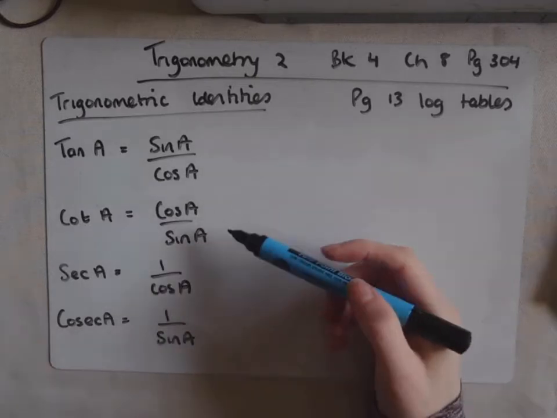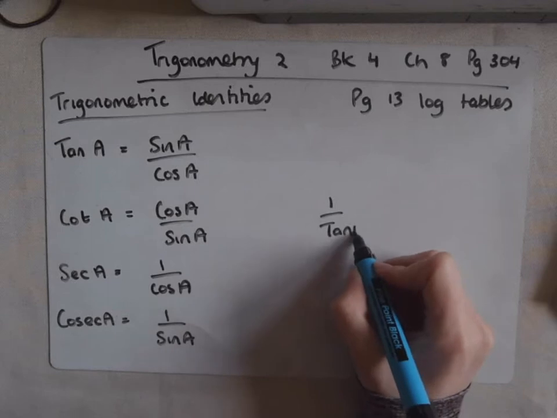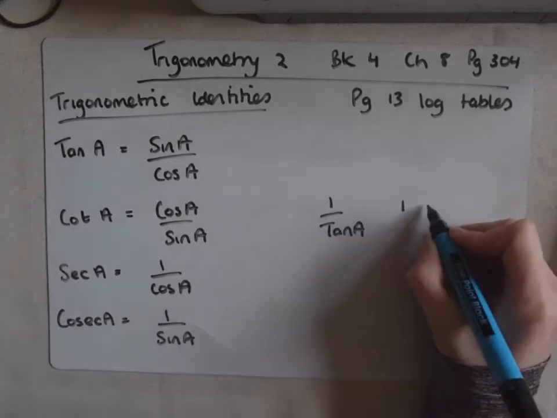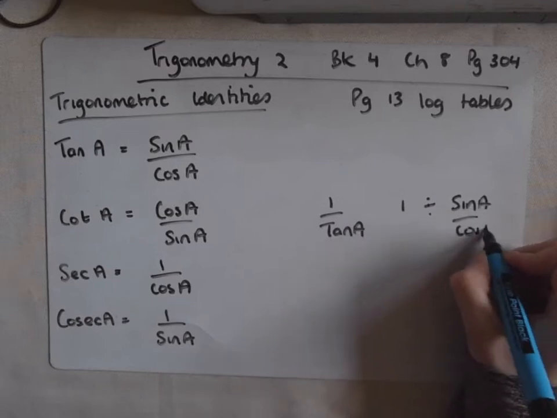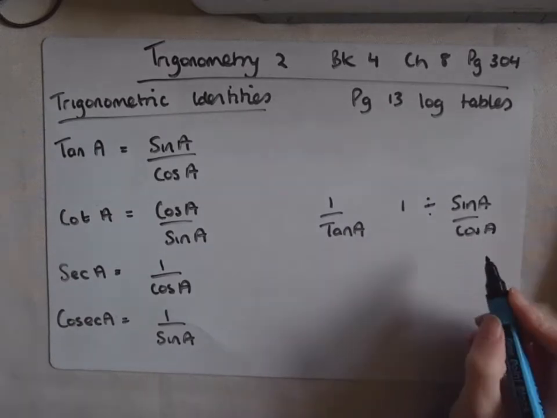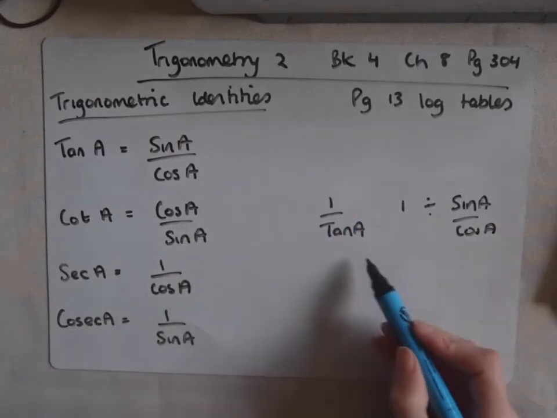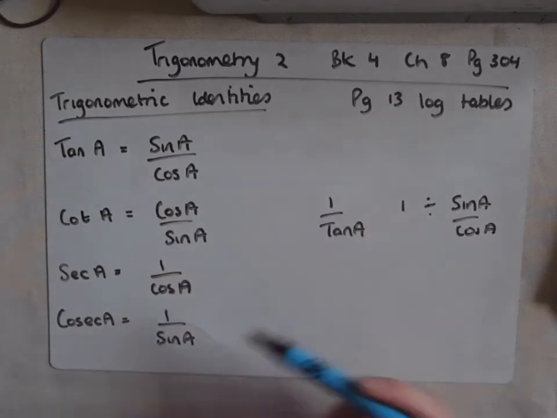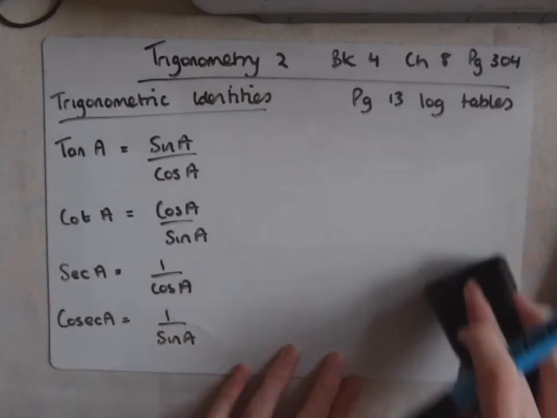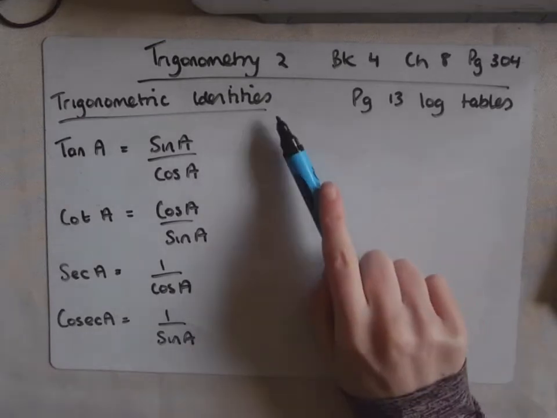If you think about cot of A, that's actually 1 over tan. So that's 1 divided by sine over cos. And we know when we divide by sine over cos, that's the same as multiplying by cos over sine. So that's where that comes from. But it's more than enough just to know these. So there are 4 related trigonometric ratios that we're going to use to help us prove some identities.